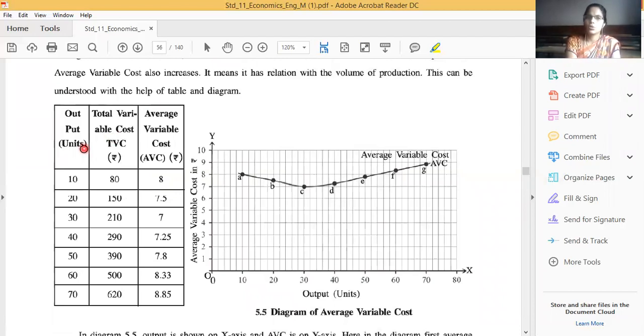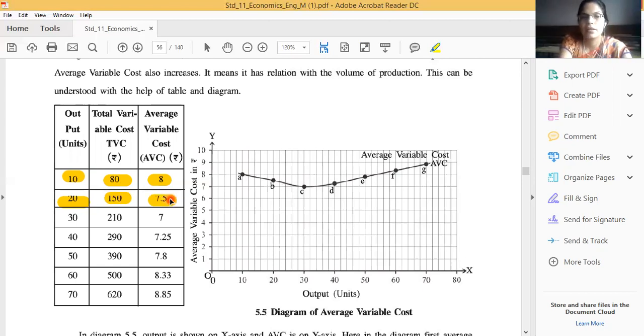Variable cost also increases if the production is increasing, and we can explain this with a hypothetical table. In this table, the total output units are 10, 20, 30, 40, 50, 60, 70. When 10 is produced, the total variable cost is 80 and the average variable cost is 8. When production is 20 units, the total variable cost is 150 and the average variable cost is 7.5.